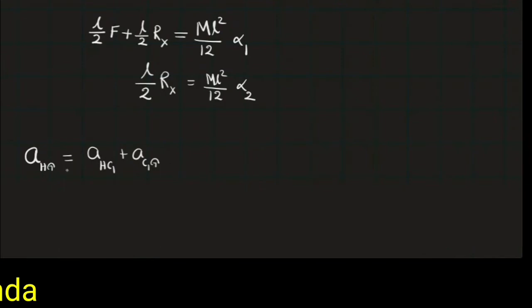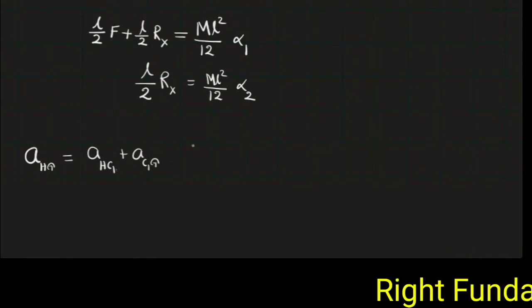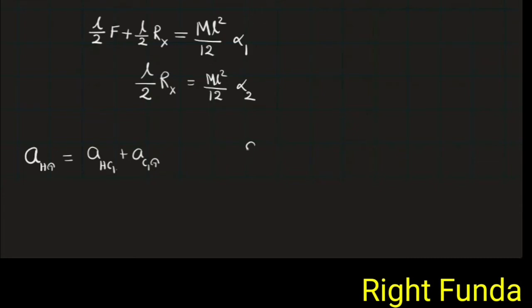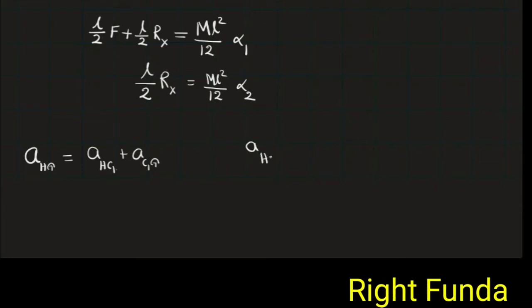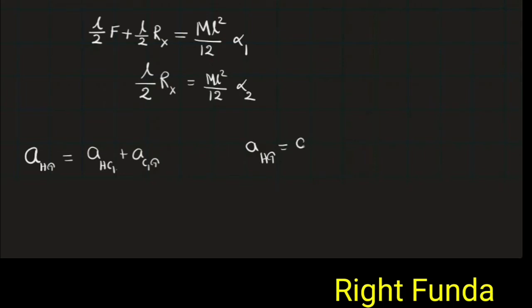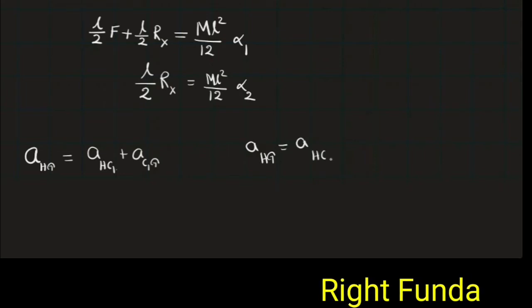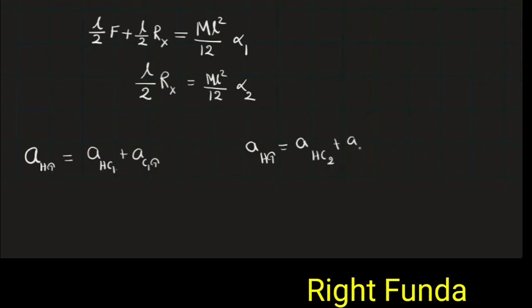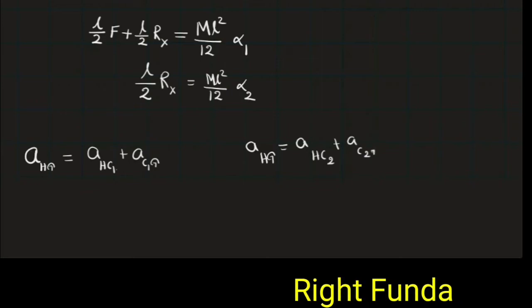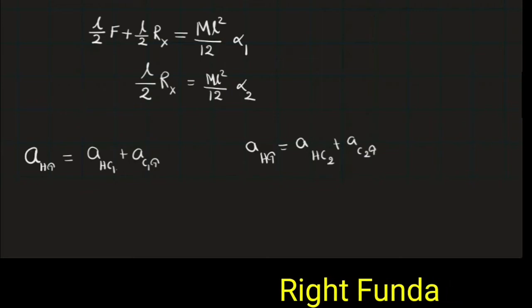The acceleration of the hinge point with respect to ground can be written as the acceleration of the hinge point with respect to C1 plus the acceleration of C1 with respect to ground. Similarly, the acceleration of the hinge point with respect to ground can also be written as the acceleration of the hinge point with respect to C2 plus the acceleration of C2 with respect to ground. Both can be written.